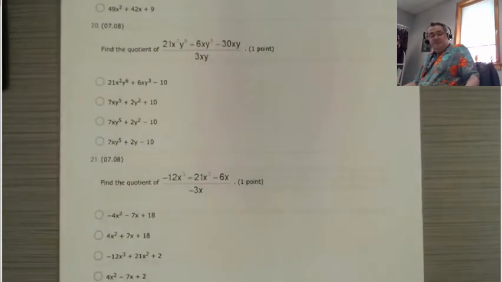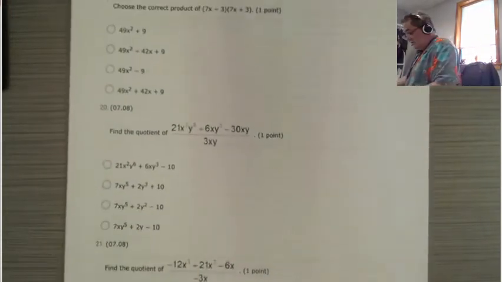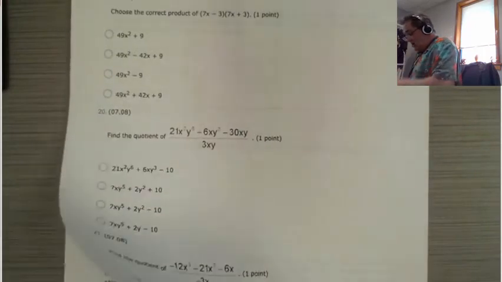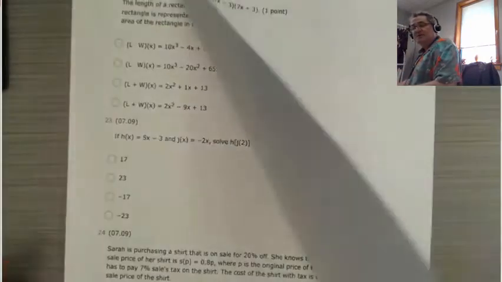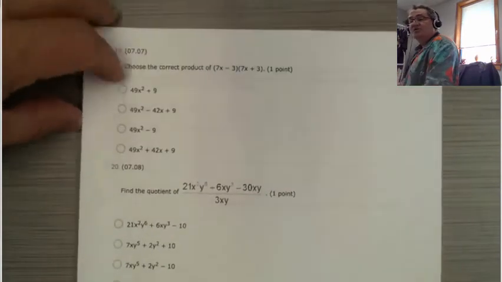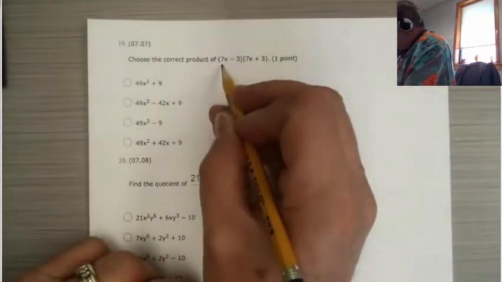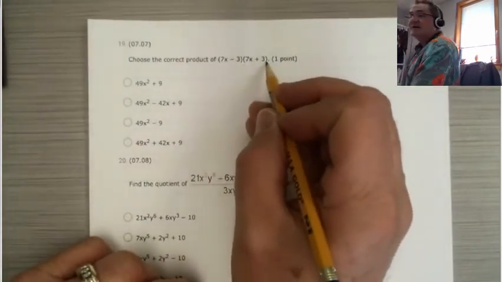All right. Moving along. We're on number 19. How many more we got? Looks like 2 pages. That's it. We're almost to the end of this. Choose the correct product of 7x minus 3 times 7x plus 3.